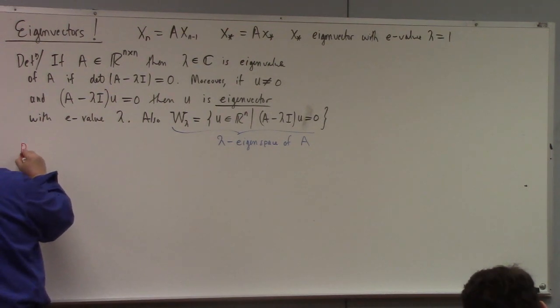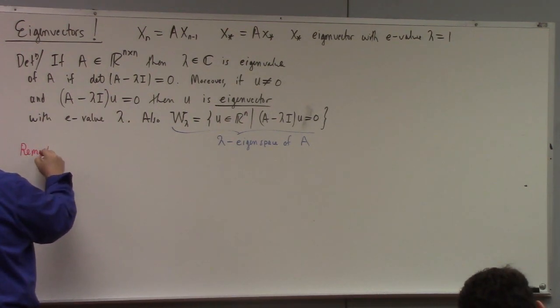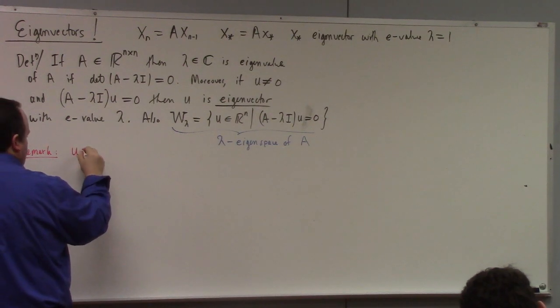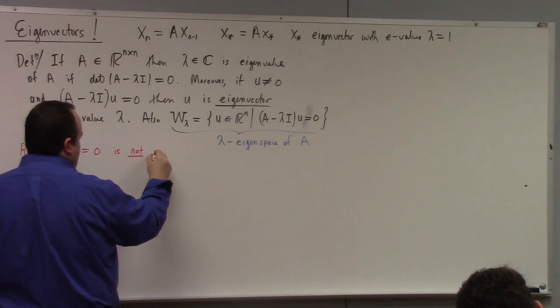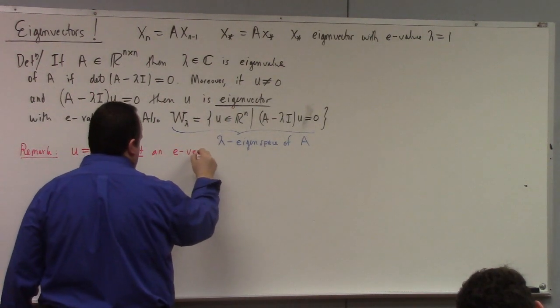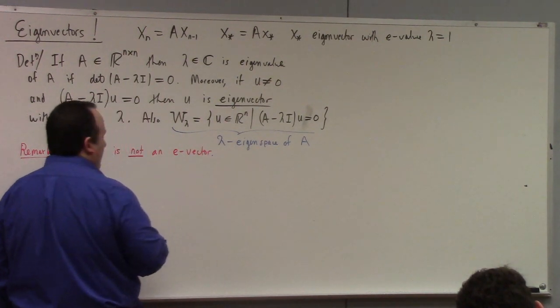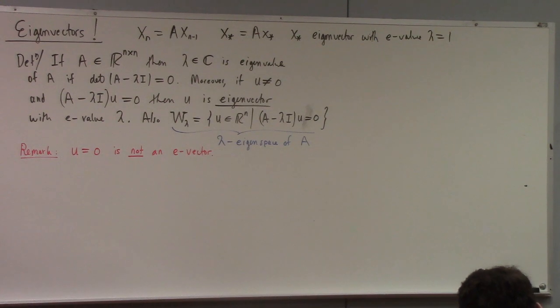So remark, U equals 0 is not an eigenvector. I hope you don't mind that I'm abbreviating it E vector, because I get really tired of writing eigen after a while, as you will as well.